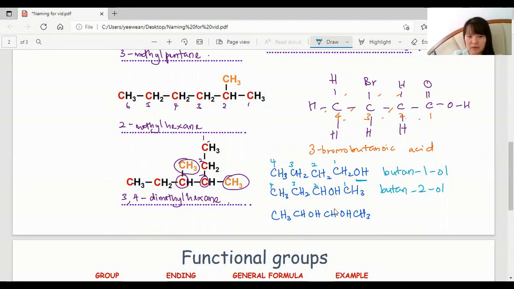What about the next one? I can count from either side. 1, 2, 3, 4. So 2 and 3 will have the OH either way. So butane-2,3, and there's 2 of them, so diol. That's how you name that.